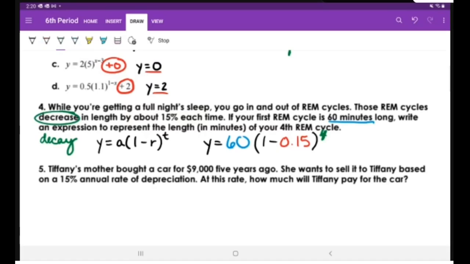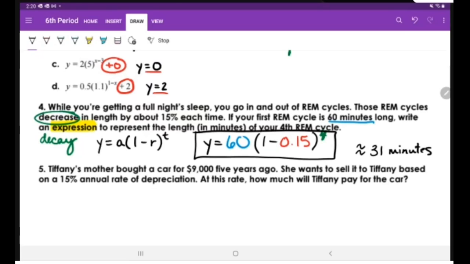All right, so believe it or not, this is the answer. We don't even have to calculate this because the question just says write an expression to represent the length. It doesn't actually say to calculate it. Did anybody actually punch this into your calculator? What'd you get? 31.32 minutes. So if anybody's curious, it's about 31 minutes. That's interesting. We don't need that for the answer. Here's our answer. But I just thought that was interesting. Your REM cycles start at about an hour long and they just get shorter and shorter throughout the night.